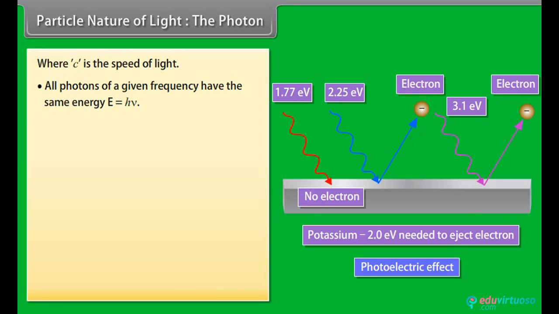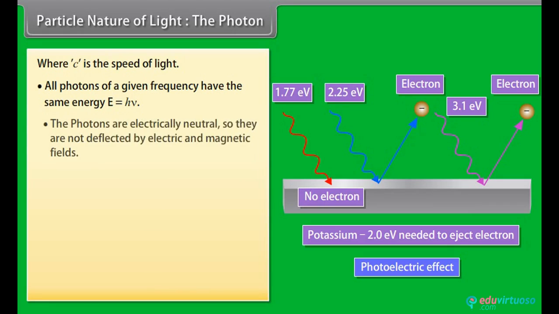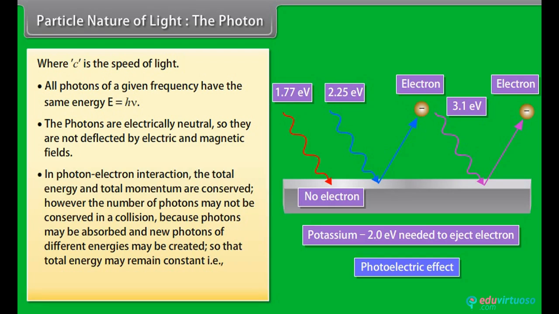All photons of a given frequency have the same energy E, which is equal to hν. The photons are electrically neutral, so they are not deflected by electric and magnetic fields. In photon-electron interaction, the total energy and total momentum are conserved. However, the number of photons may not be conserved in a collision because photons may be absorbed and new photons of different energies may be created, so that total energy may remain constant, that is hν equals hν1 plus hν2. Wave nature of matter.